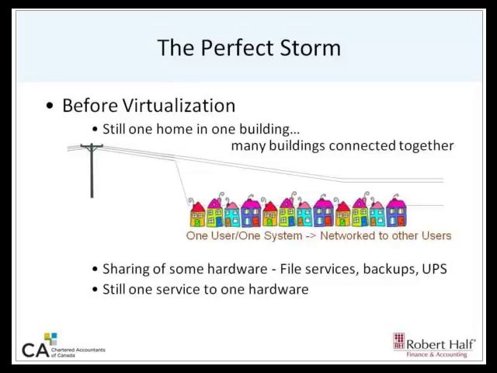We still maintained to a large degree a one home to one house. However, we started to network them together, so to speak. In our computer world, this is akin to the evolution of the local area network. We still had one user to one system relationship, but we started to share file services, backups, etc.